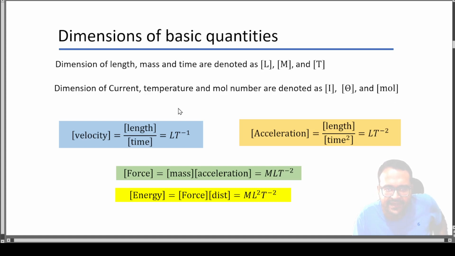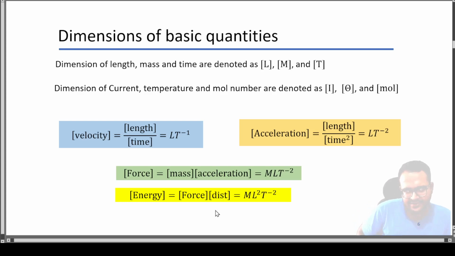So if I derive the dimension of the basic quantities, velocity is length by time. This is LT minus 1, of course, L by T. Acceleration is length by time square, the derivative of velocity. We'll discuss this later on when we read kinematics. That acceleration is LT minus 2 then. The force is mass into acceleration, so M multiplied with LT minus 2. So it will be MLT minus 2.